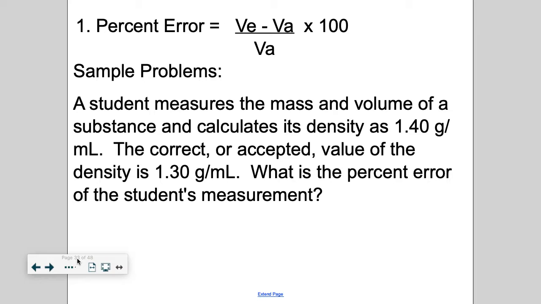So we've done percent error before, but here they introduce it in chapter 2. You take your experimental value minus the actual value, divided by the actual value, times 100, and then you get a percent. It says a student measures the mass and volume of a substance and calculates its density as 1.4 grams per milliliter. The correct or accepted value of the density is 1.3 grams per milliliter. What is the percent error?